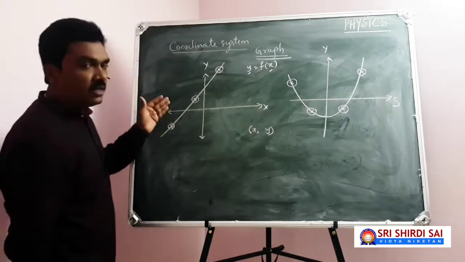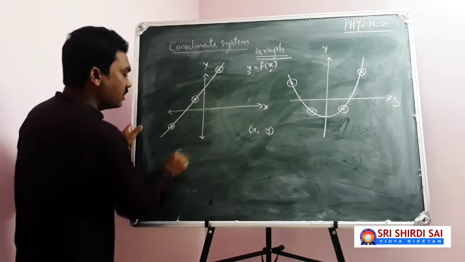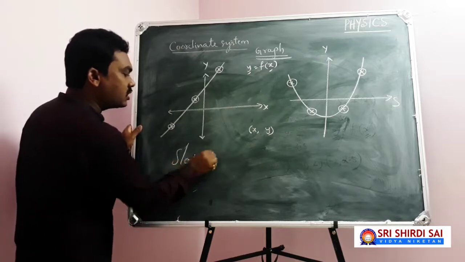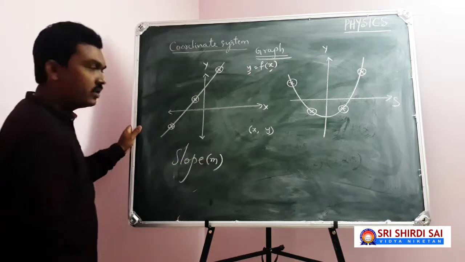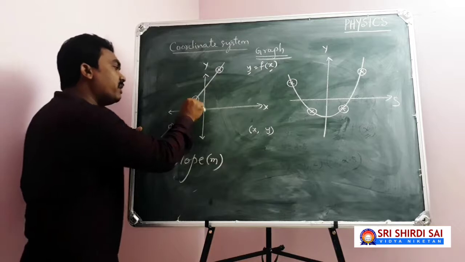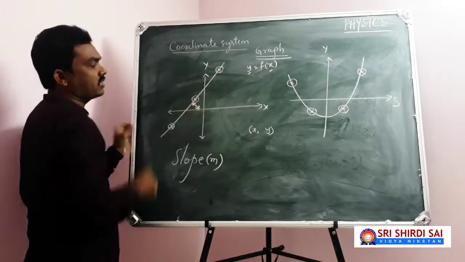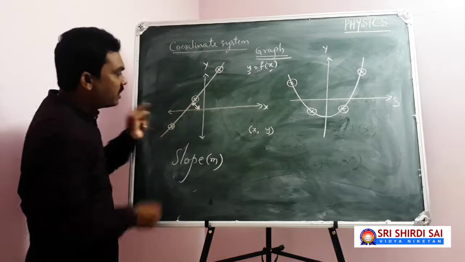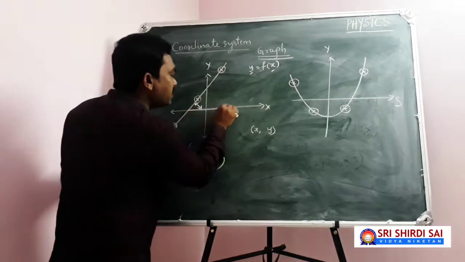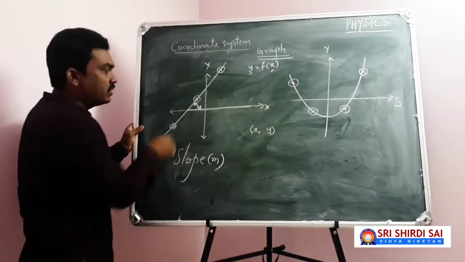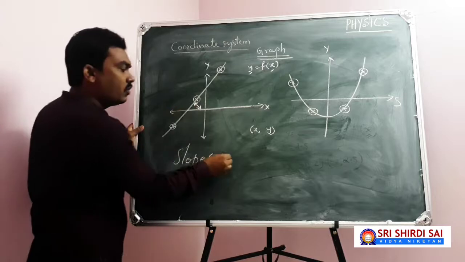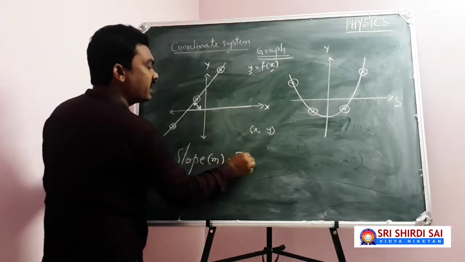Whenever your graph is a straight line, then to calculate the slope of the graph, you measure the angle made by the straight line with the positive direction of the x-axis, this angle. Because this is the positive direction of the x-axis, that's why you need to take this angle. Then the slope of the graph m equal to tan theta.